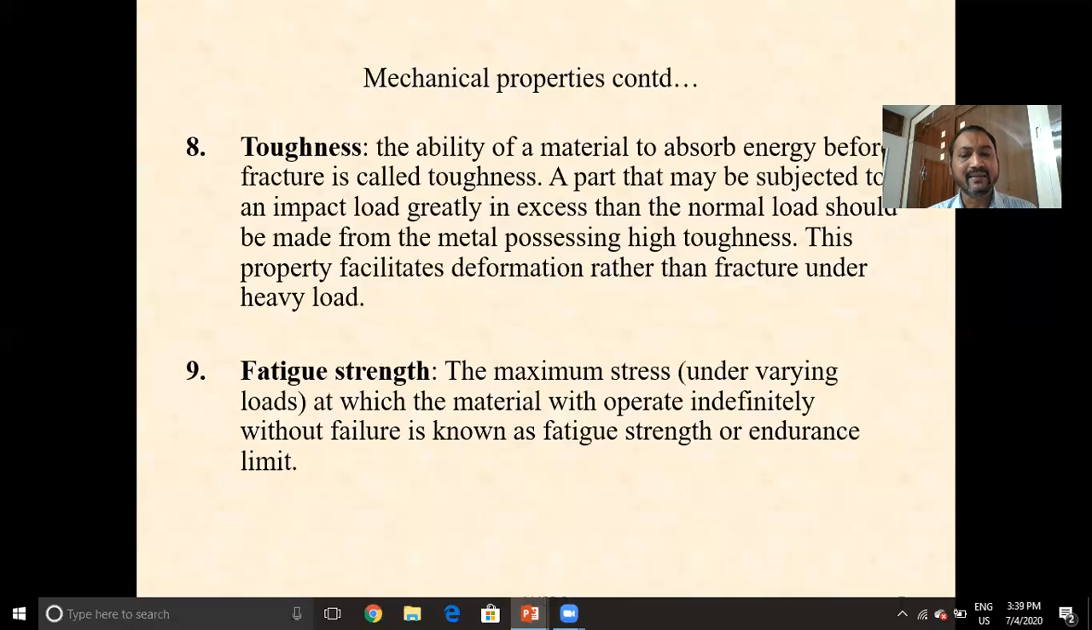The ability of a material to withstand the cyclic loads without fracture is called the fatigue strength. This fatigue strength can be found by conducting a test, and we get the endurance limit, which is some number. The endurance limit, or the fatigue strength, plays an important role while selecting a material which is subjected to cyclic loads.